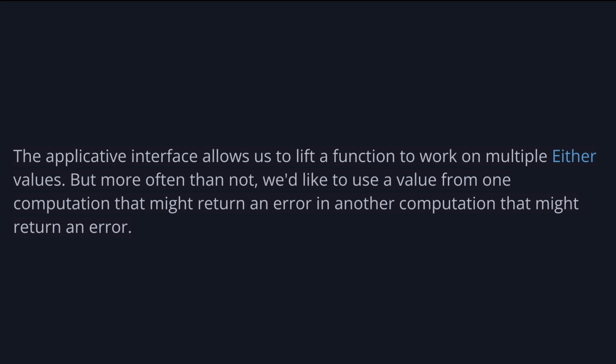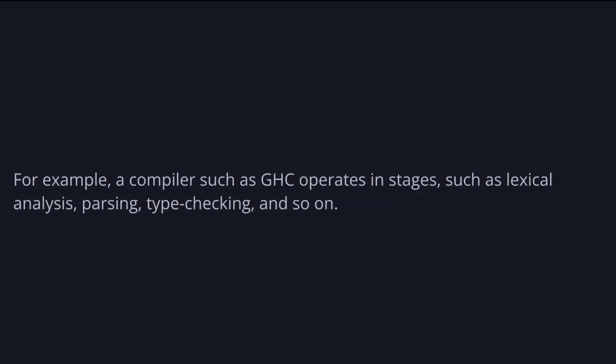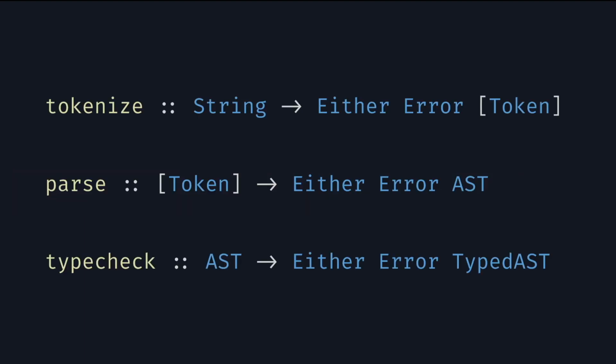But more often than not, we'd like to use a value from one computation that might return an error in another computation that might return an error. For example, a compiler such as GHC operates in stages, such as lexical analysis, parsing, type checking, and so on. Each stage depends on the output of the stage before it, and each stage might fail. We can write the types for these functions. Tokenize takes a string and either returns an error or a list of tokens. Parse takes a list of tokens and returns either an error or an AST. And typeCheck takes the AST and returns either an error or a typed AST.